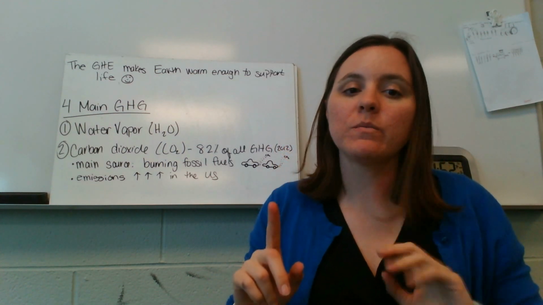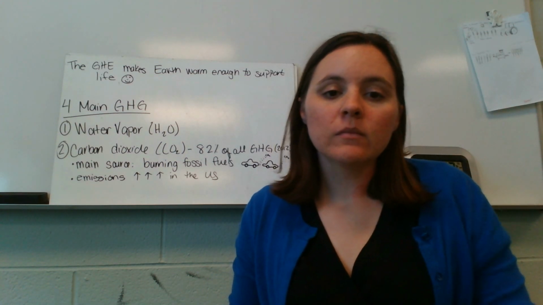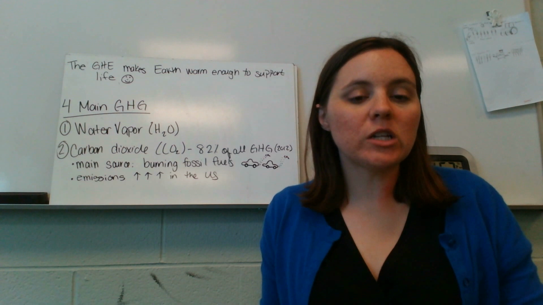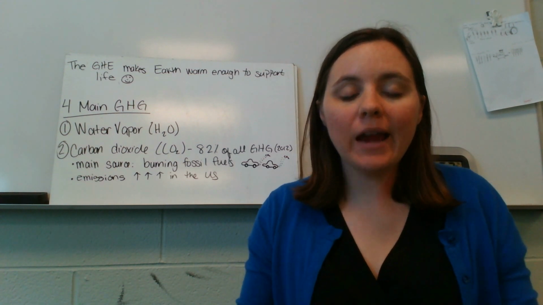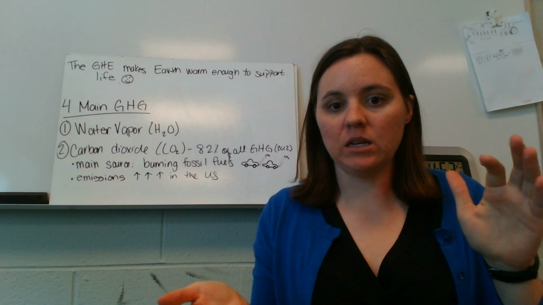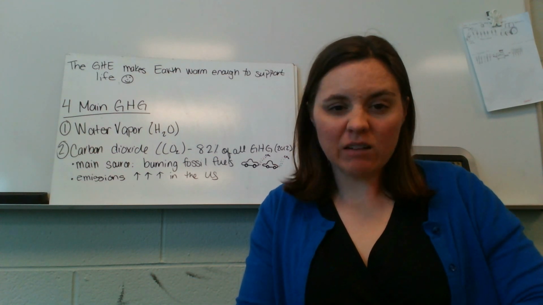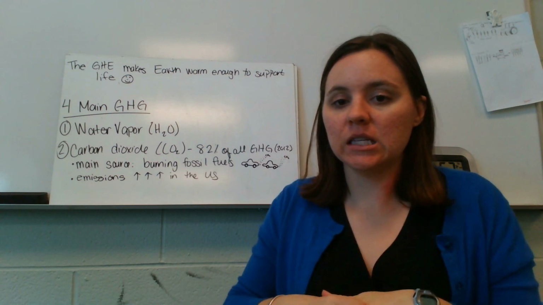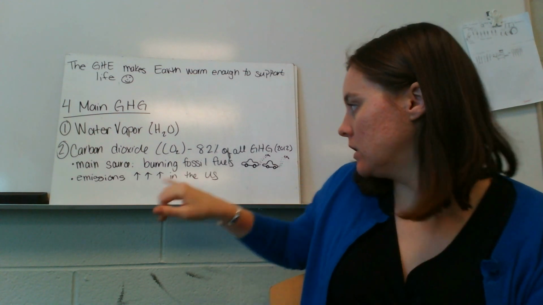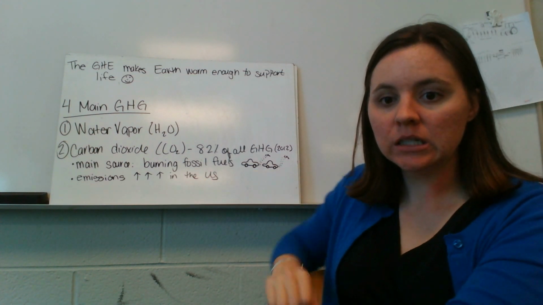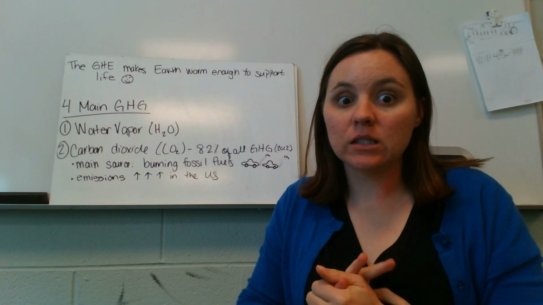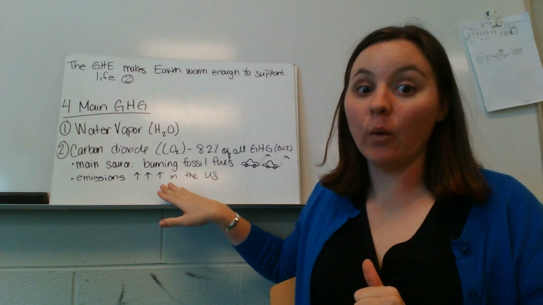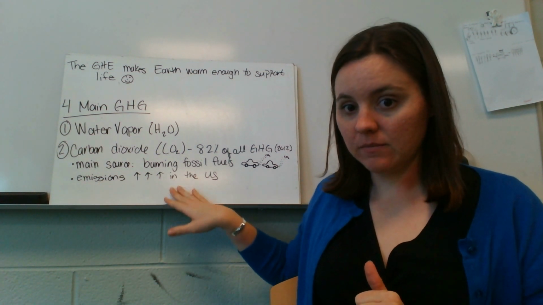So the first one is water vapor, good old H2O. The second one is carbon dioxide. In 2012, carbon dioxide was about 82% of all of the greenhouse gases emitted in the US. So that's a lot of carbon dioxide. The main way that we produce carbon dioxide is by burning fossil fuels, especially for transportation. And then in the US and across the world, carbon dioxide emissions are going up quite significantly.